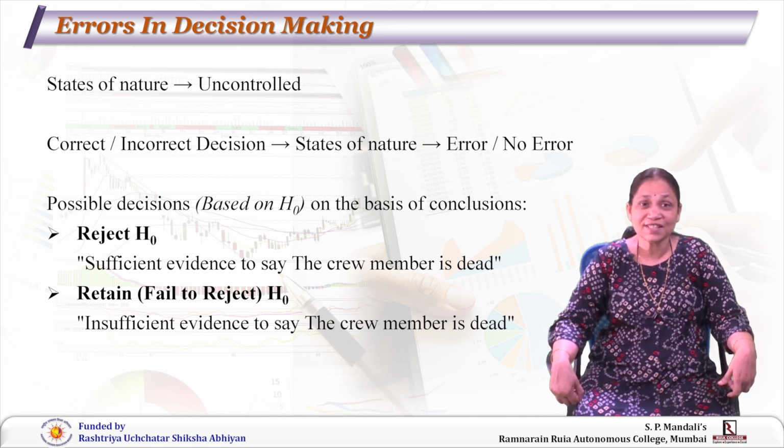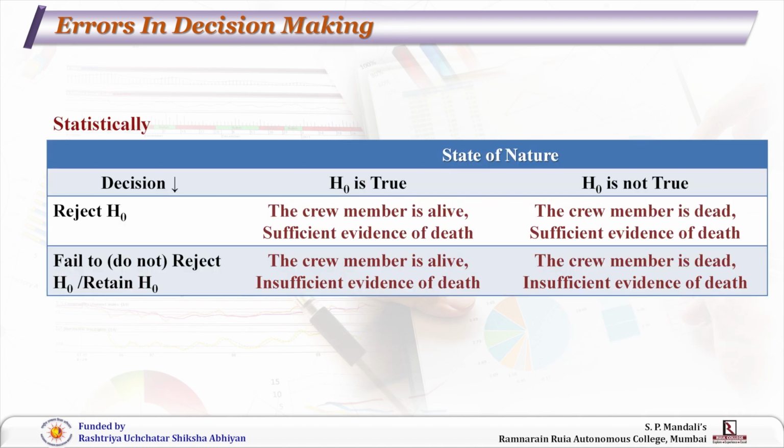Hence, the decisions that can be taken are reject the null hypothesis H0 if there is a sufficient evidence of death in this case, and retain the null hypothesis H0 if there is no sufficient evidence of death in the example of the crew member.